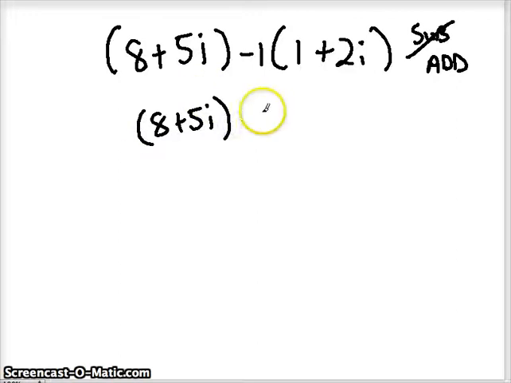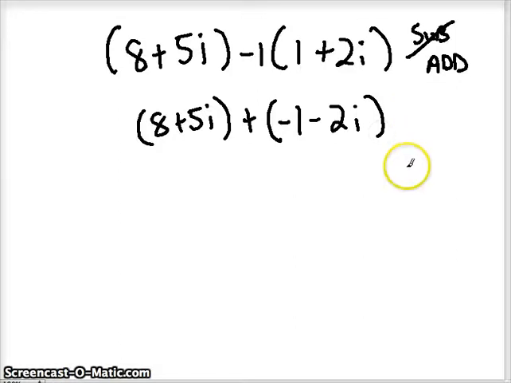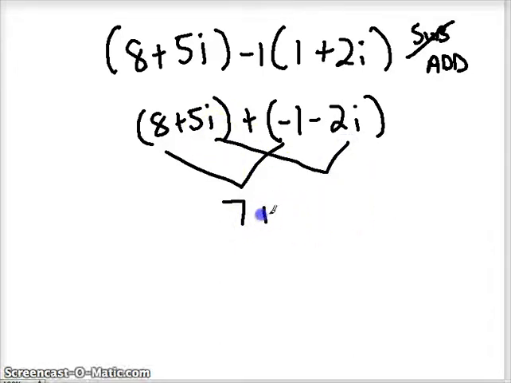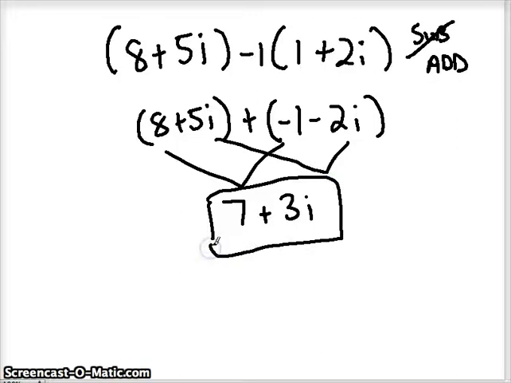That all stays the same. We're going to change this subtraction to addition, which means we take the opposite of everything inside. So instead of a +1, it's a -1. Instead of a positive 2i, it's a negative 2i. And now we just have an addition problem. Just combine your real numbers. 8 and -1 give us +7. 5i and -2i give us a +3i. And we're done. We got another complex number.